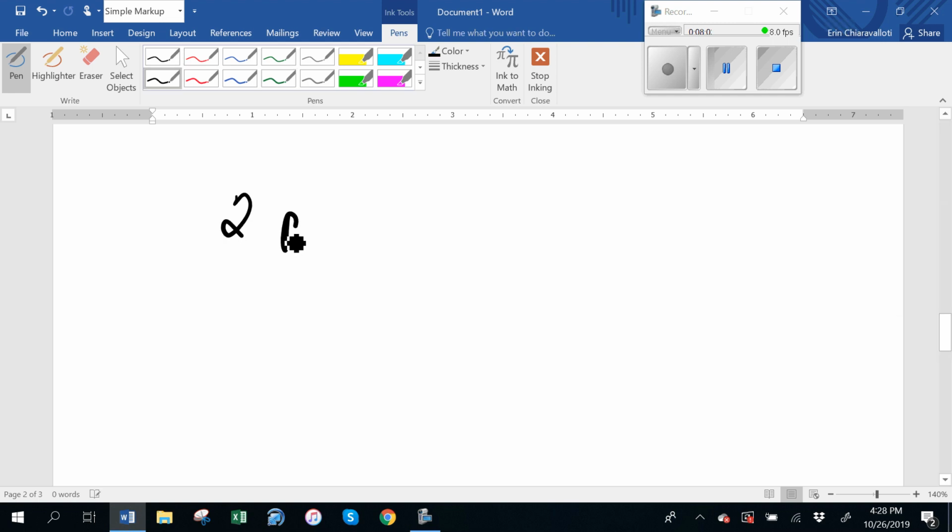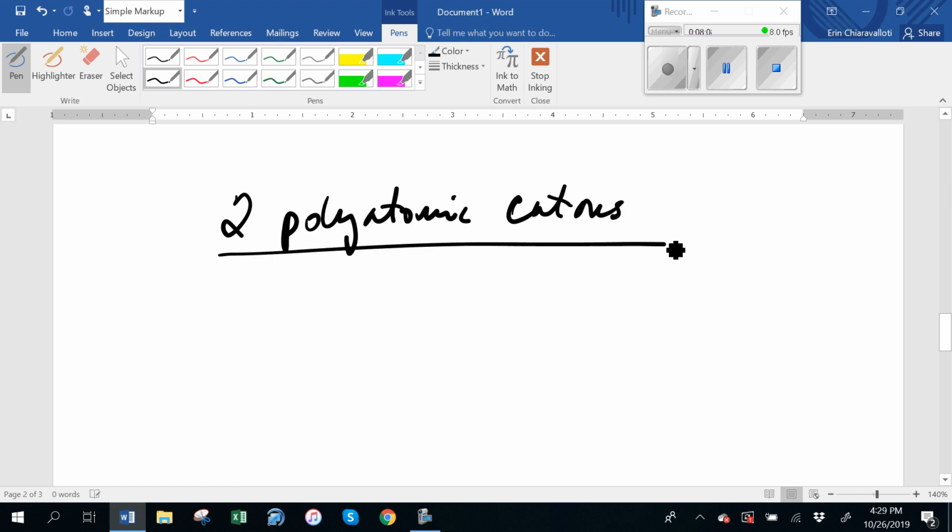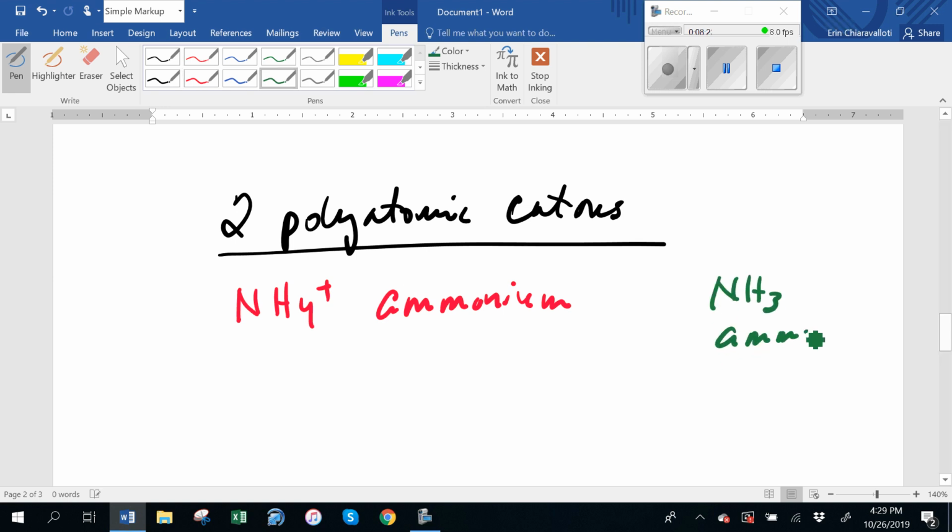Lastly, we have 2 polyatomic cations. The first one is ammonium. Not to be confused with ammonia, which is a neutral compound. So don't confuse it with that.